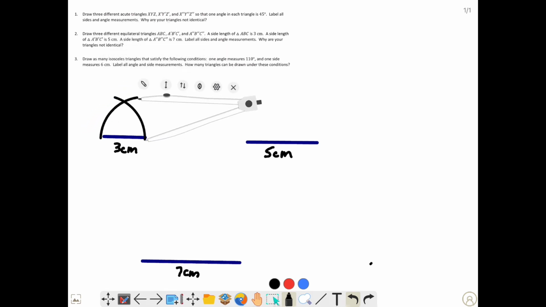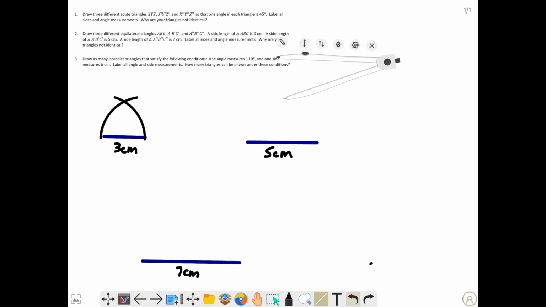You may notice that your arcs intersect. That is the point that is going to be the top of our triangles. So connect your line to that point using a straight edge, please, and label it.